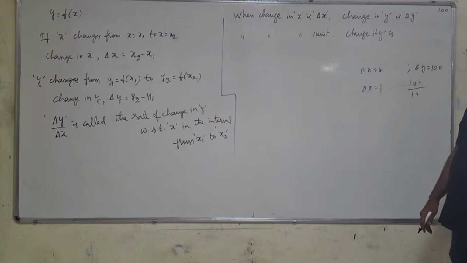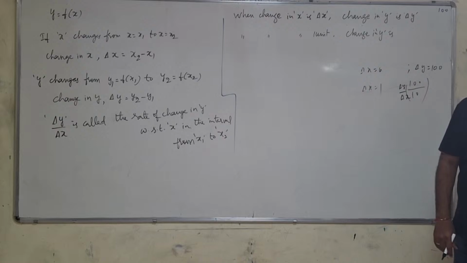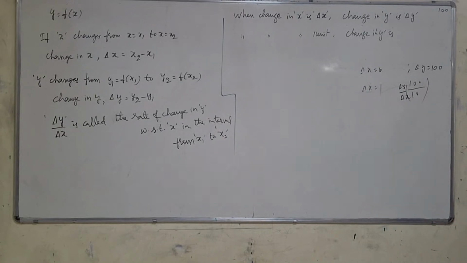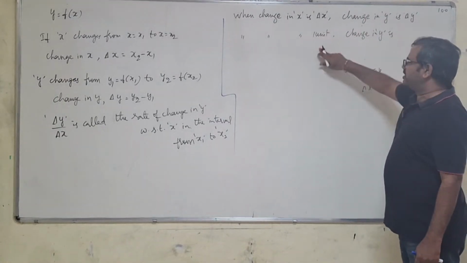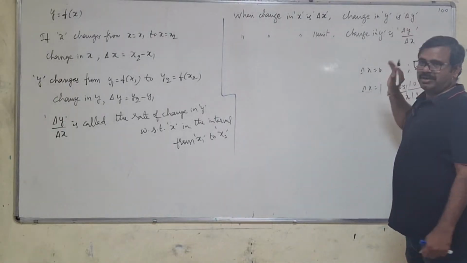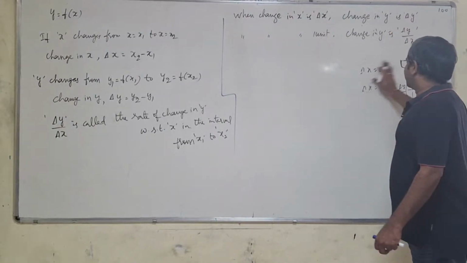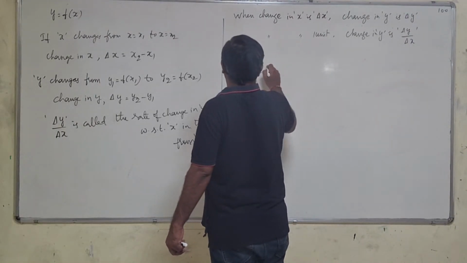Per unit change in x, how much is the change in y? 100 by 10. Or it means what? Delta y by delta x. So when change in x is delta x, y changes by delta y. When change in x is 1 unit, what is the change in y equal to? Delta y by delta x. What are we calling delta y by delta x here? Delta y by delta x is what?